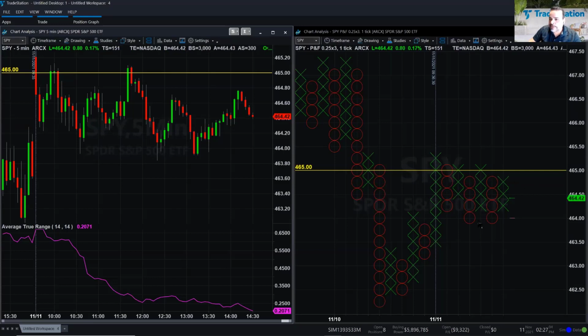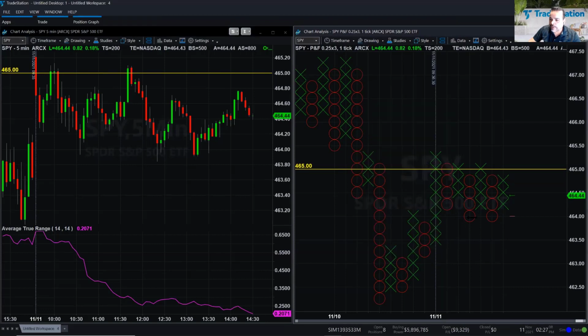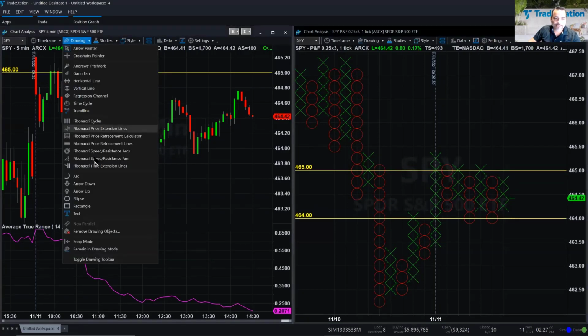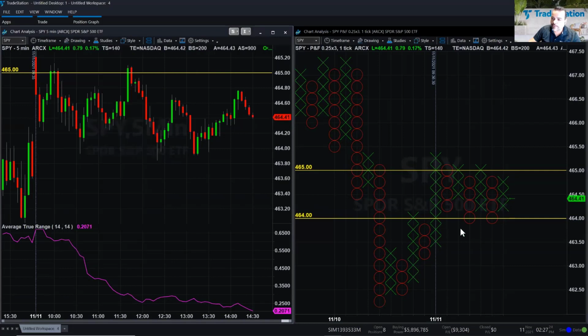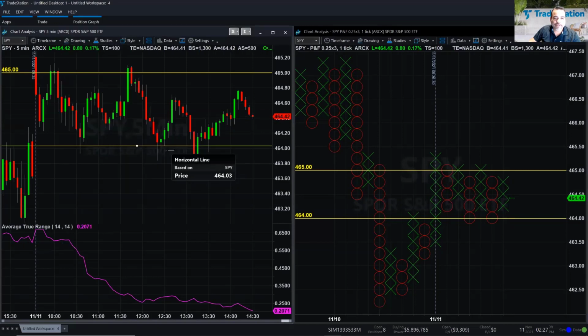I can do the same thing here on the bottom side. I can go here to the drawing, click on horizontal line, and draw a horizontal line right here. It touches that bottom twice. And that level is 464, exactly 464. I usually use snap mode because I'd like my lines to go right on top of that end. If I were to draw that line over here on this left chart, that could be 463.